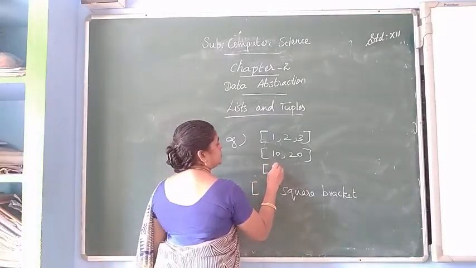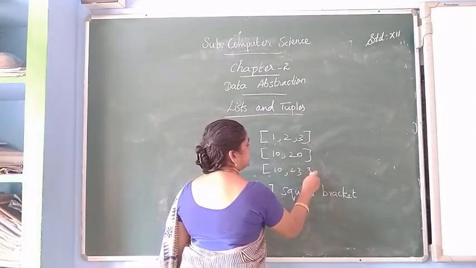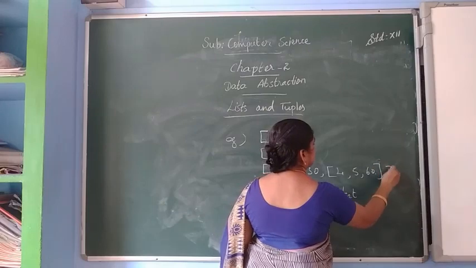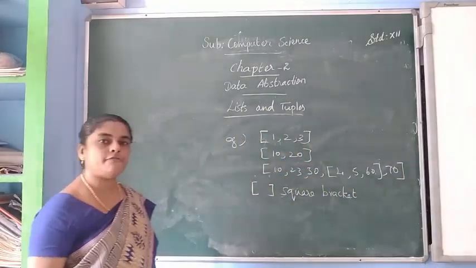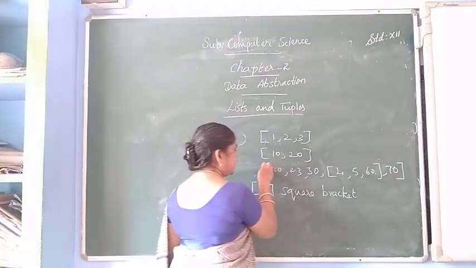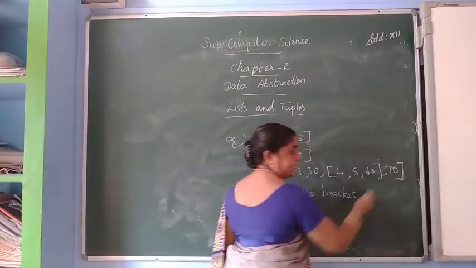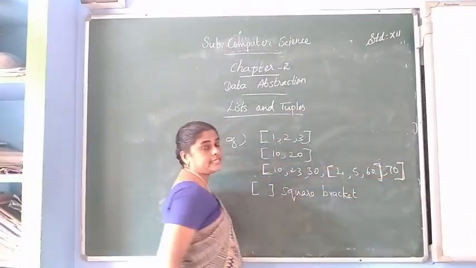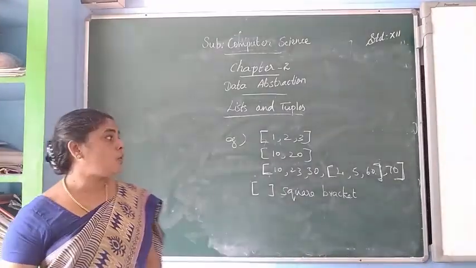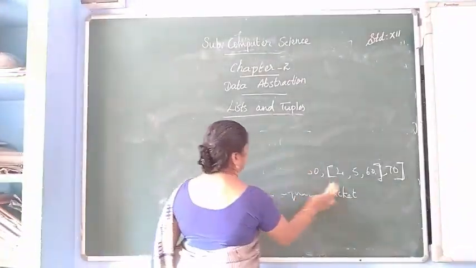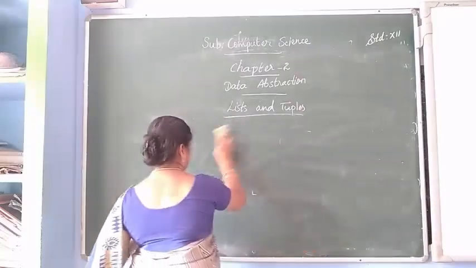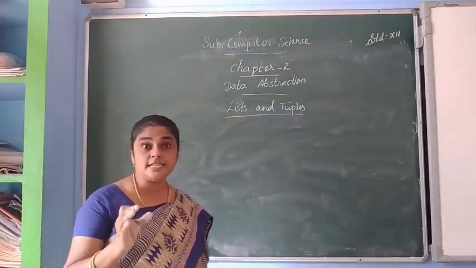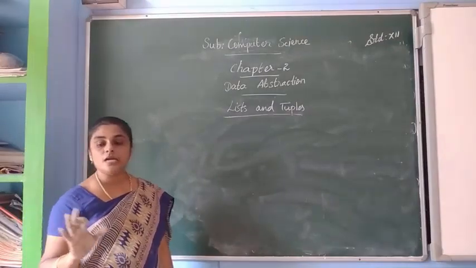The next: 10, 23, 30, 4, 5, 60, 70. This is also an example of a list. Here one list is started and another list ends here. Inside one list another list is used. These are examples of a list. So what is a list? A list is constructed by placing expressions within square brackets separated by commas.